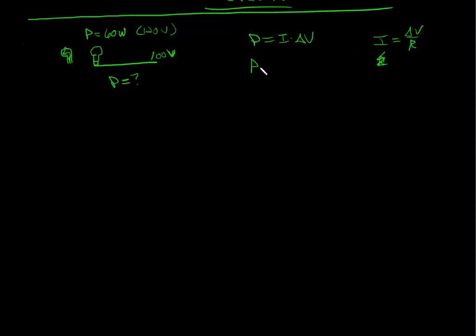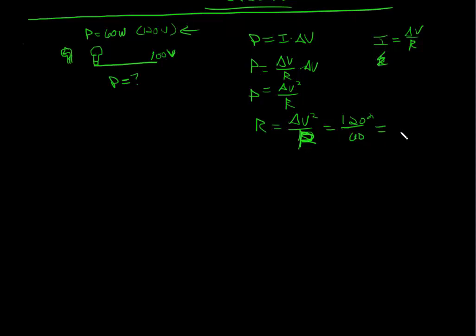So we'll just substitute. So P is going to be delta V over R times delta V. So we get potential squared over R. You get power. Flip these, so the resistance is going to be the potential difference squared divided by the power. And this is using the original values. So it's 120 squared. I'm sorry, this was power. Making all kinds of mistakes. Sorry. And then 60 for the watts. So we get 240 ohms.